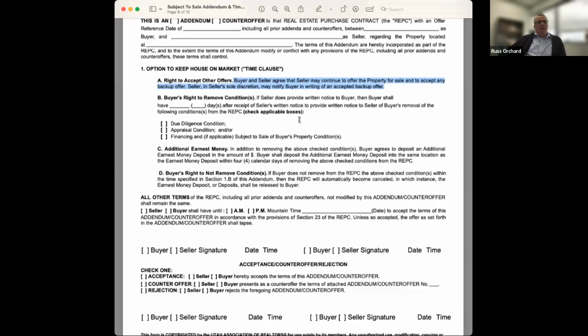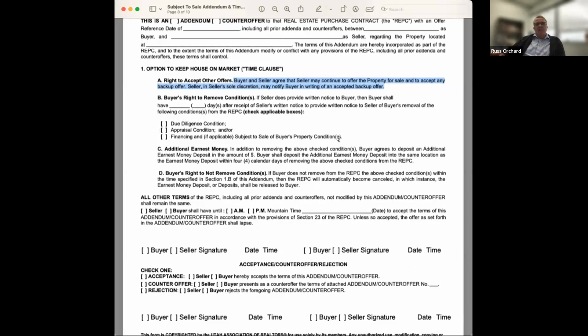Now, obviously, this is all going to be negotiable, but for me personally, if I'm representing my seller and I'm filling this form out, I'm going to try to put in there that if we accept this, we put the home on the market and we are going to then use this time clause. If I enact this time clause, I want you to remove your due diligence, I want you to remove your appraisal condition, and I want you to remove your financing and the subject to the sale of the buyer's property condition.